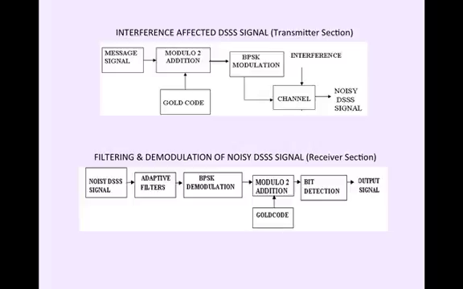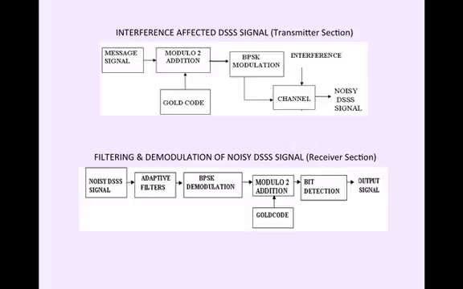Next, let us have a look at the transmitter section and receiver section in detail. Here the message signal is first brought to the modulo 2 addition, and the gold code is also given as input to the modulo 2 addition where the spreading takes place. It is then binary phase shift keying modulated, and the whole signal is transmitted through a channel.